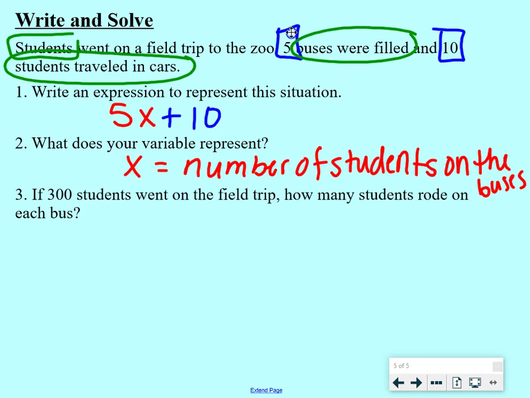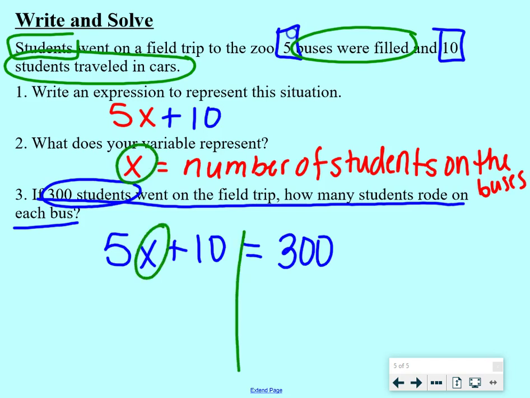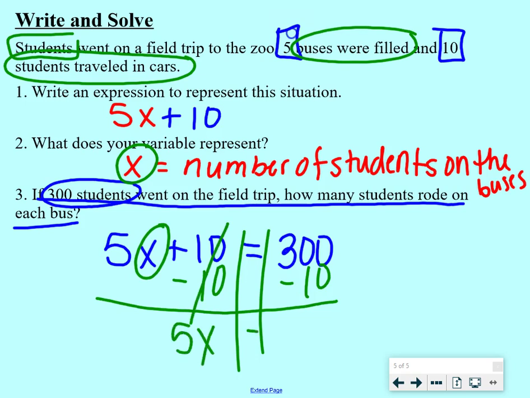All right, and the last piece, number 3, this is our question. We should underline it. If 300 students went on the field trip, how many students rode on each bus? So we know total students, which means that's what our expression is equal to. We have 5x plus 10. We know that total is going to come to 300. However, we want to know how many students were on each bus. We want to know what is that x equal to. How can we solve for our variable x? Draw your railroad tracks. Undo plus 10 with a minus 10. We bring down that 5x equals 300 minus 10 is 290.